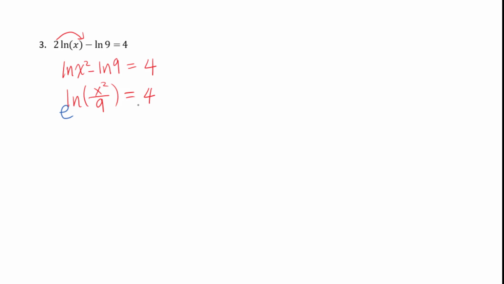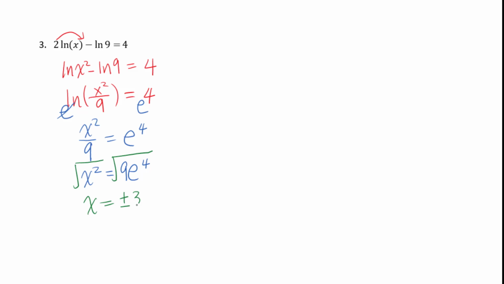Add e as a base on both sides. We will get x squared over 9 equals e to the 4th power. Multiply by 9 on both sides, x squared equals 9e to the 4th power. Then we take the square root of both sides. x equals plus or minus 3e squared.